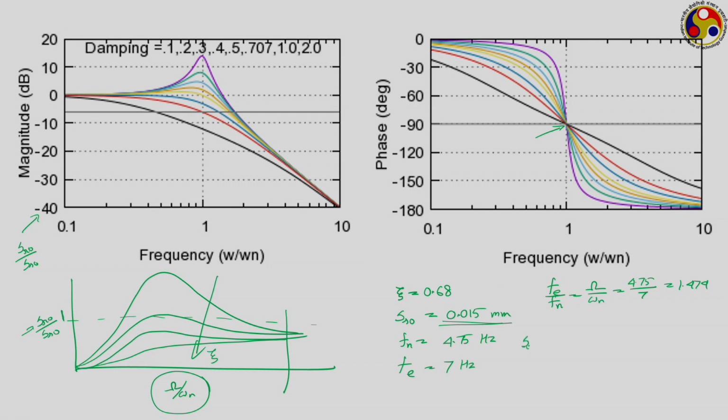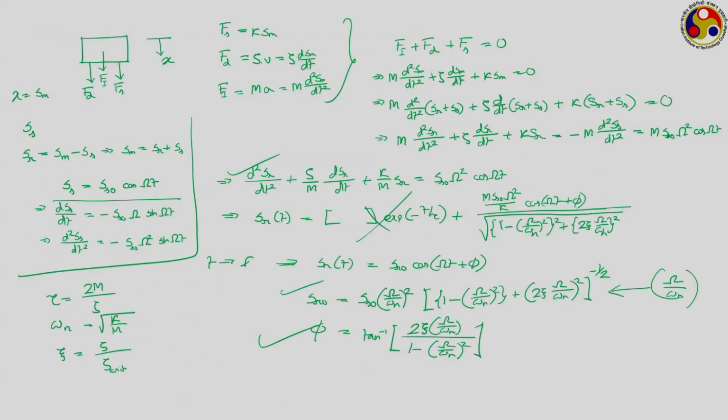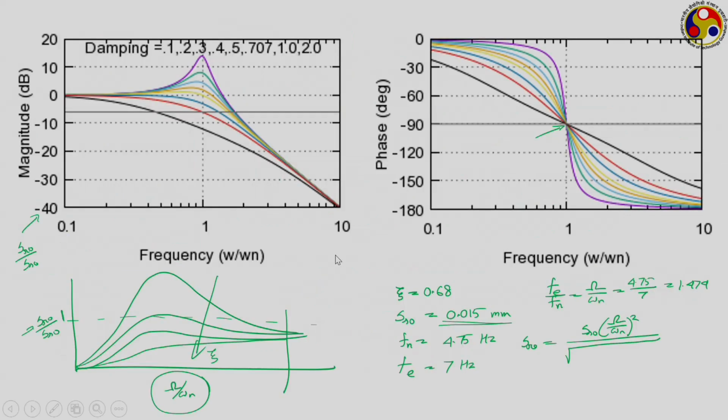If we calculate SRO now using the expression provided in the previous slide, we have SSO into omega n whole square divided by root over, just referring back to the previous slide, look at this expression: root over 1 minus omega upon omega n, this entire thing whole square, plus 2 zeta omega upon omega n, again this entire thing whole square. And if we put in these numbers, you are going to get SRO to be equal to 0.014, something like this. So, how much error gets introduced?